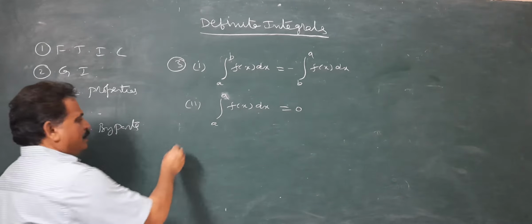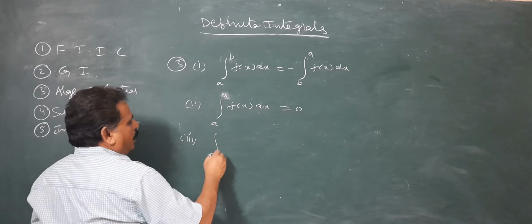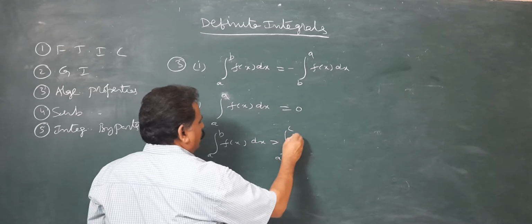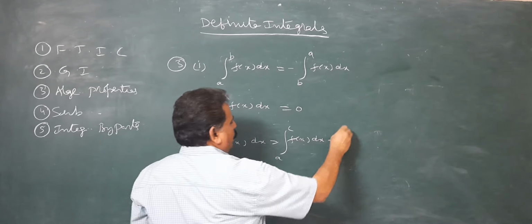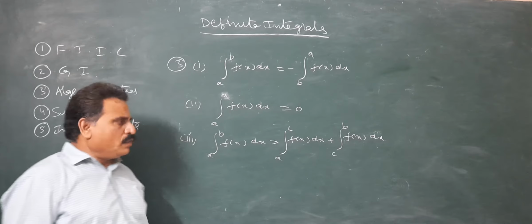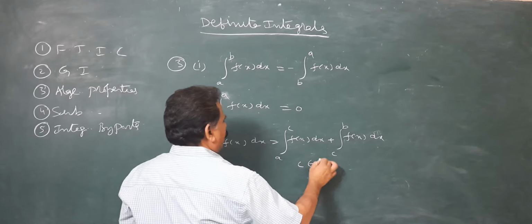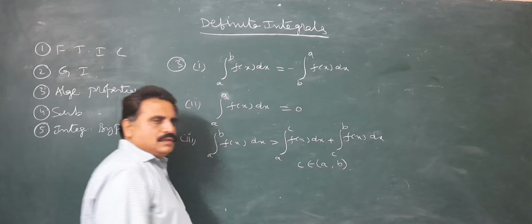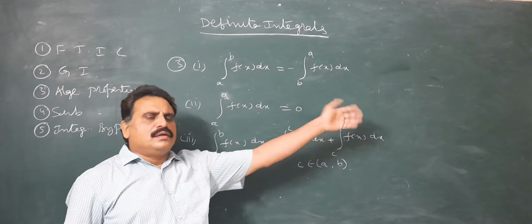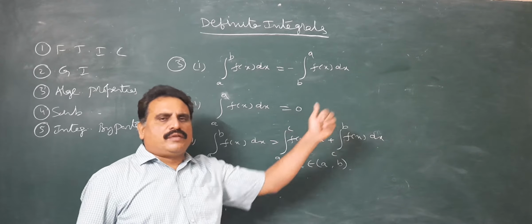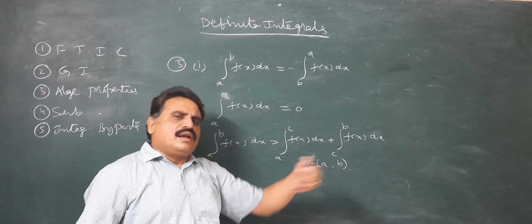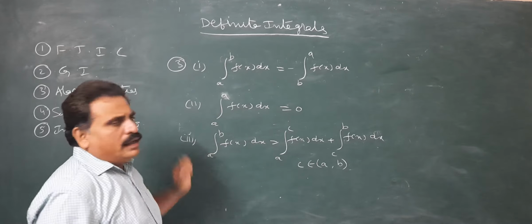If we break the limit, that means integral a to b f of x dx, we can break that equal to integral a to c f of x dx plus integral c to b f of x dx. C belongs to open interval (a, b), lying between any number. So we can break this interval not only in 2 subintervals, we can divide into 3 subintervals, 4 subintervals, 5 subintervals, like that. a to c1, c1 to c2, c2 to c3, c3 to b. Like that we can break that interval.